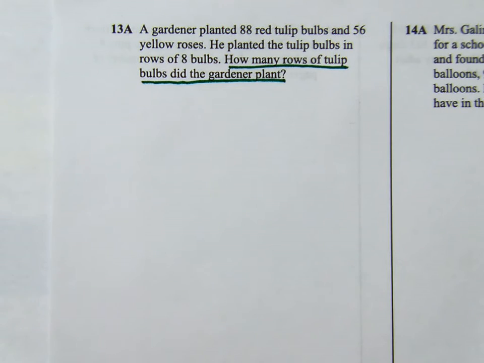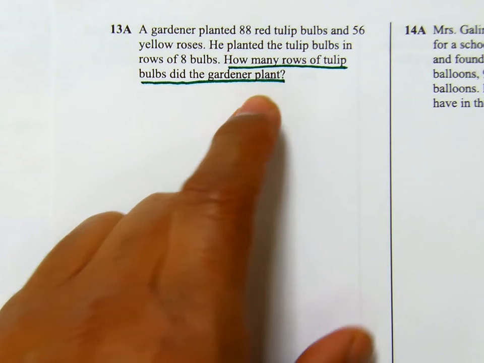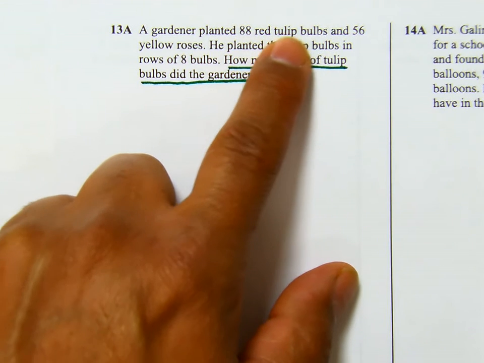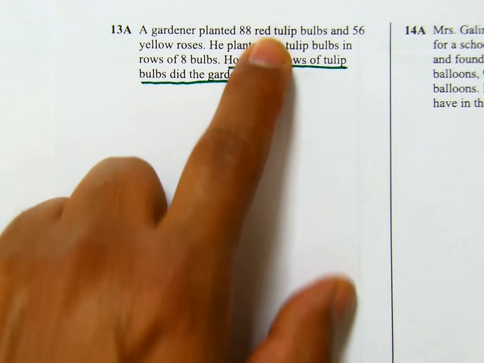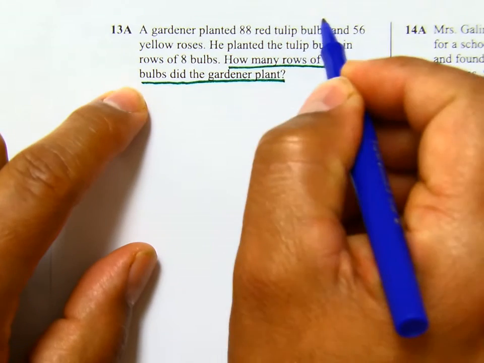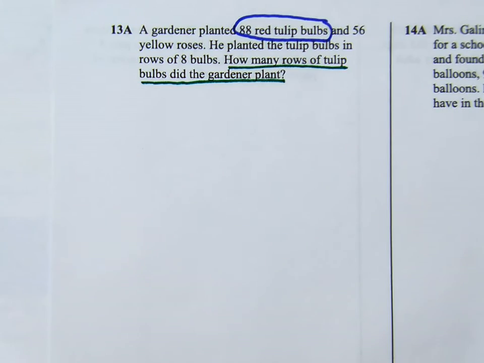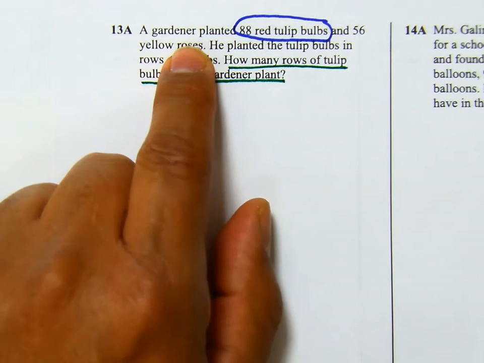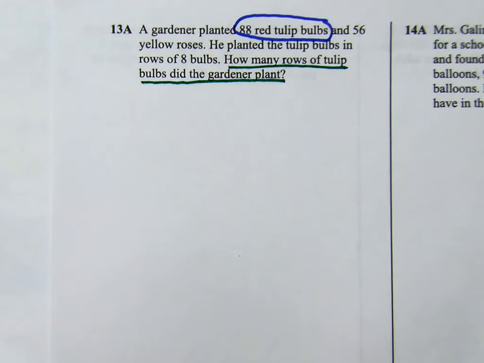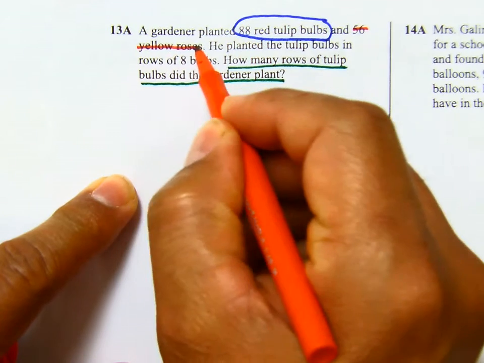Next, we look for the information that we need to answer this question and cross out any information we don't need. It says the gardener planted 88 red tulip bulbs. These are tulip bulbs, and we are looking for tulip bulbs, so that is information we need. There's 88 red tulip bulbs and 56 yellow roses. These are yellow roses. We're looking for tulip bulbs, not roses, so that is information we don't need, and we can cross out 56 yellow roses.